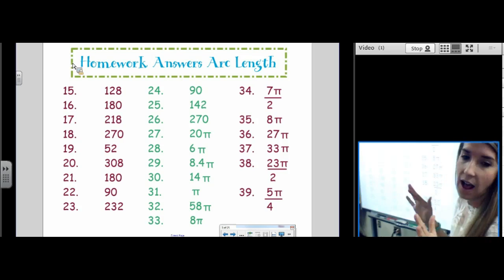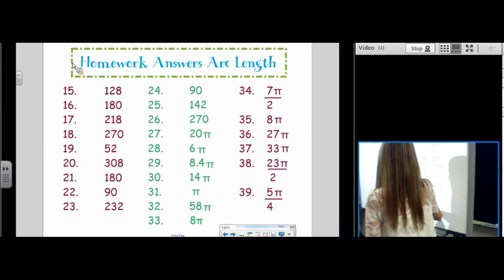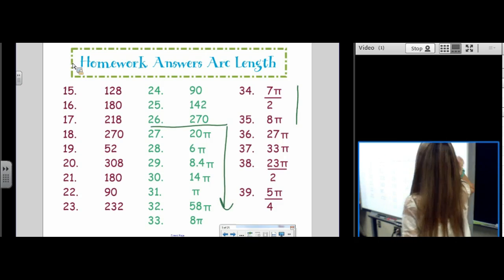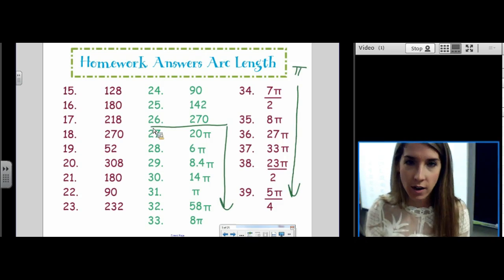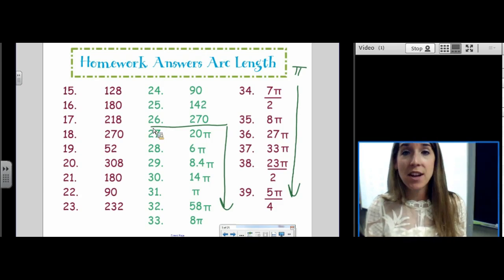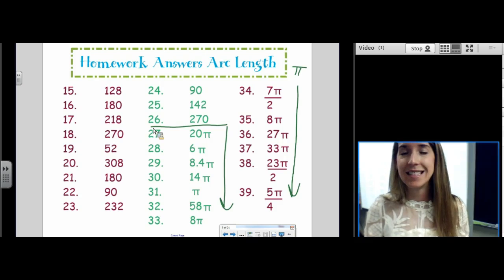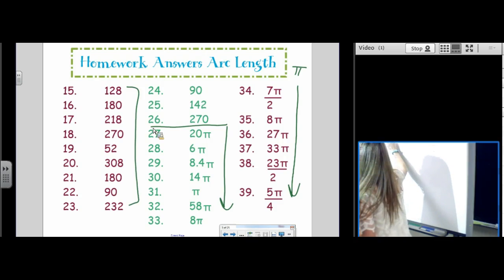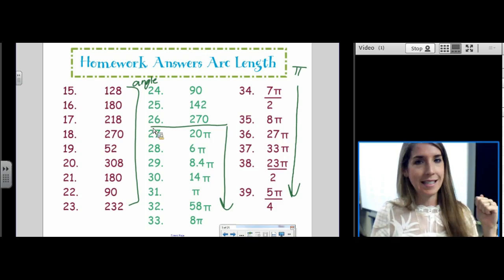So I just want to point out when we're looking at these answers, all of these that have a pi in it, that represents an arc length. That's how long the arc is. It's not the degree of the arc, it's not the measure. It's not 30 degrees. That's how long the arc is. It's a distance. All of those are distances. Whereas these right here, these are angles, kind of. It's a measure. It's not a distance, okay?